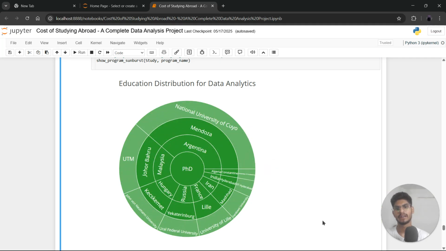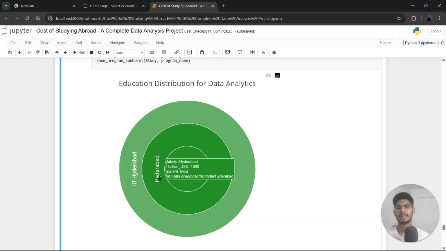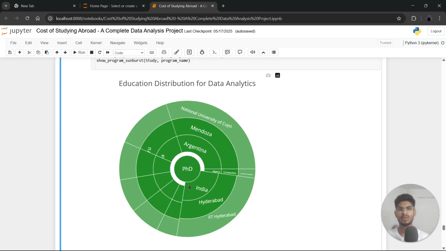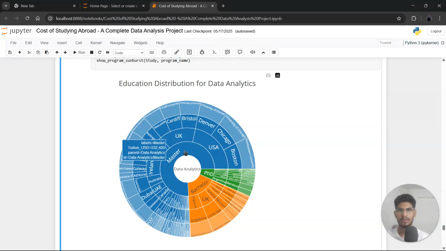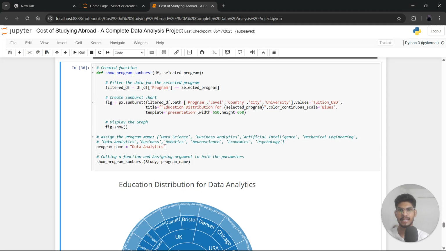Okay, PhD where? I have Russia, I have Hungary, I have Malaysia, I have Argentina, I have Iran, India, Algeria. So I want to do PhD in data analytics in India, and only Hyderabad is offering me. Hyderabad is a city, and this is the university, and this will cost me only 1,800 US dollars.